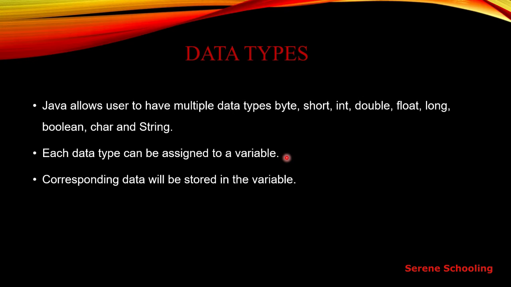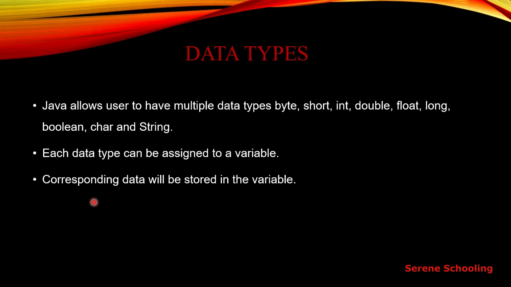For example, suppose you want to create a variable number. We can assign int or short, byte, double, float. You can assign a certain data type to a single variable. For example, if you want to store numeric data, you may want to use int, and that data will be stored right into the variable.